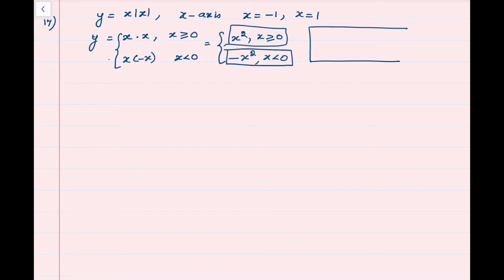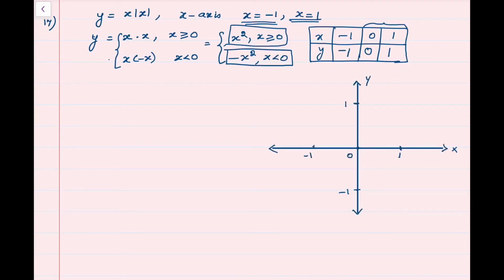Draw the table. And here the values are x is equal to minus 1 and x is equal to 1. So we will take minus 1, 0, 1. For positive values of x, we have to use x square. 0 square is 0, 1 square is 1. And for negative values of x, we have to use minus x square. So minus 1 square is 1. 1, 1, minus 1 and minus 1.